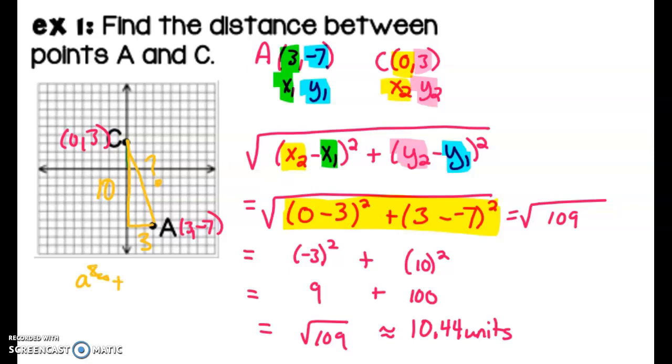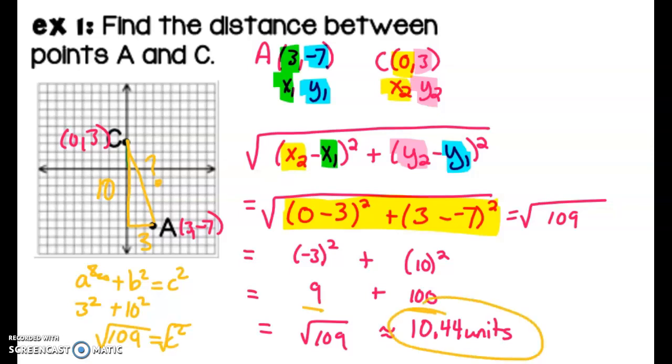I don't know if you remember it from past classes, but it's a squared plus b squared equals c squared. And so if you did 3 squared plus 10 squared, that's where the 9 right here comes from, and the 100 right here. And you're still going to get 109 equals c squared. And then when you square root, that's where our 10.44 units comes from.